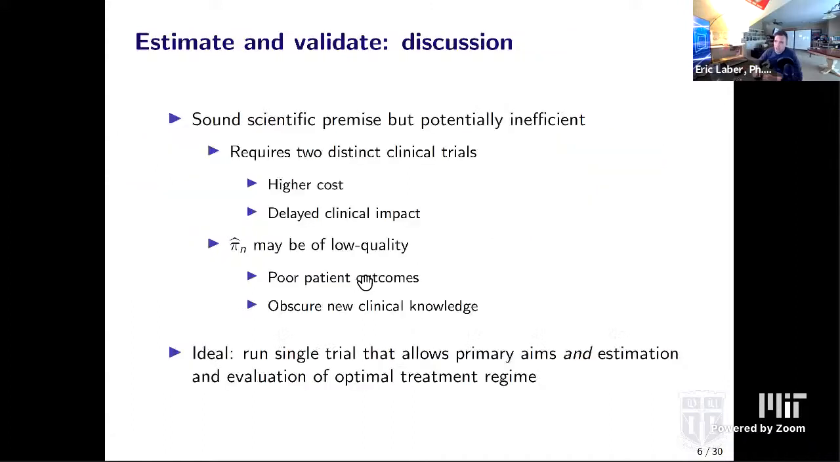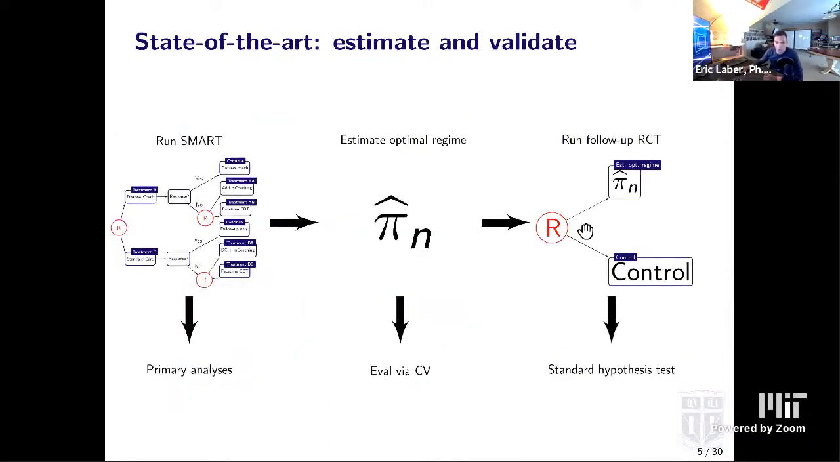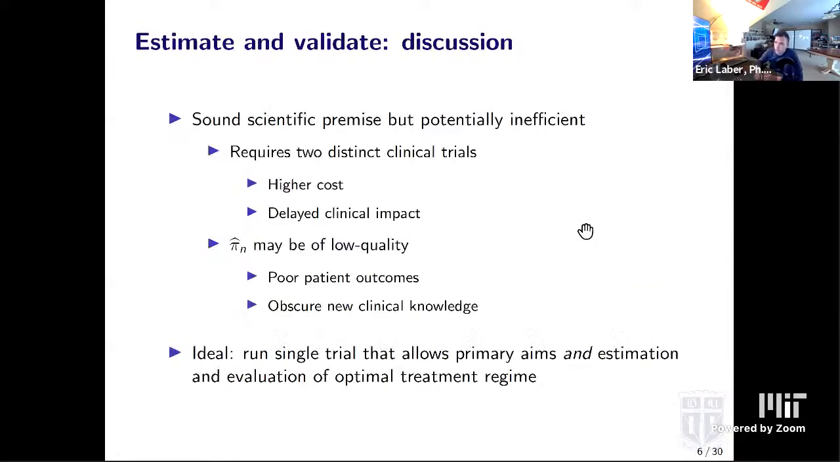Well, on the one hand, it's sound in that we're doing things sequentially and incrementally. We're not using the data twice. All the test statistics are simple. It's easy to convince, let's say, a study section you can do all the comparisons you're claiming you can do, but it requires two distinct trials, right? So you had to run first this trial, get your data, and then run this follow-up confirmatory trial. So there's higher costs, there's delayed clinical impact. Anyone who's ever run a trial knows how long this takes.